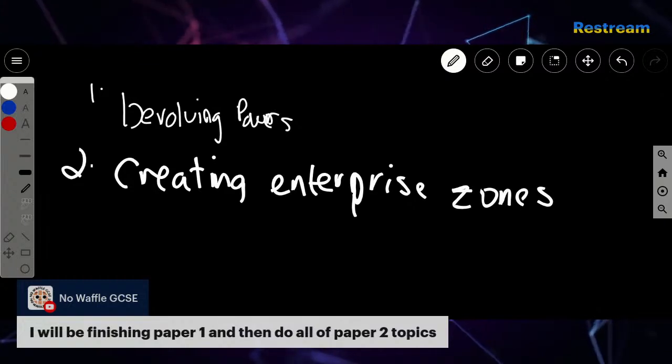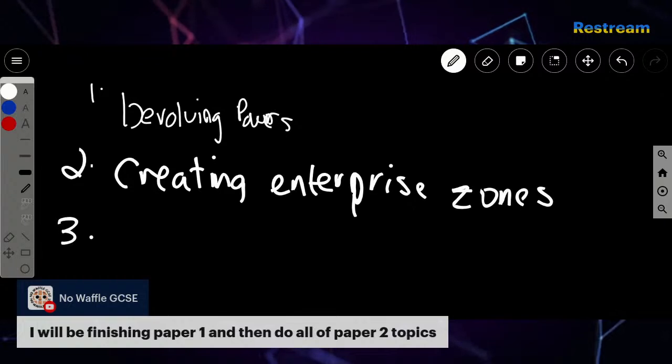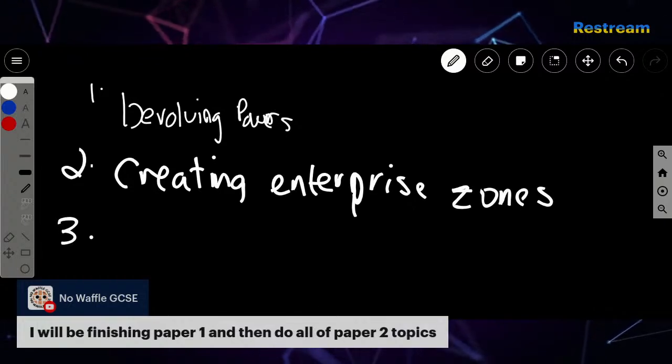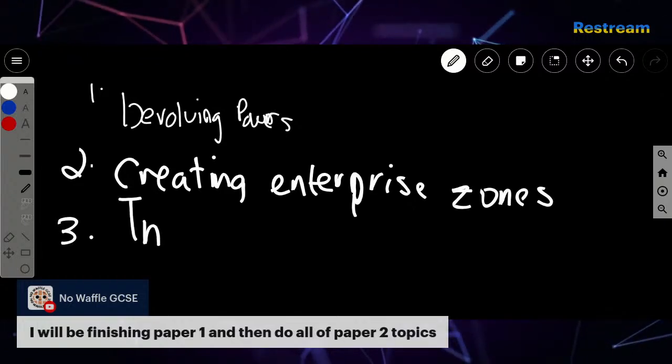Okay, and the third method of equalizing and reducing the north-south divide is the Northern Powerhouse.